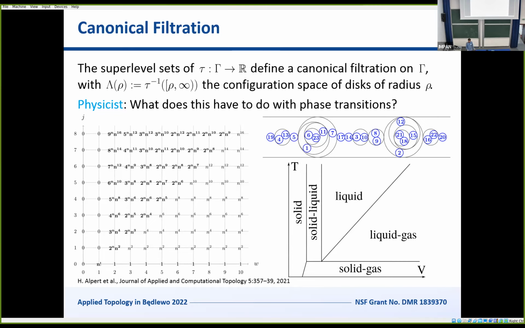But you'll notice the similarity, right? So in the solid, all the atoms are stuck in place. They don't have any room to move. That sounds a lot like trivial homology. Now here in the gas, all the atoms are well separated, and I can treat them as points. That sounds an awful lot like this homology of points, the configuration space of points.